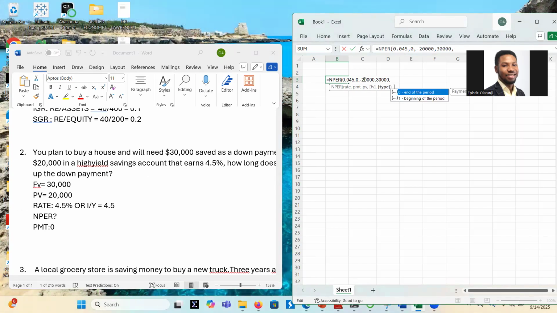Maybe it's at the beginning of the year or at the end. You don't need to bother about that now. But it could be at the beginning of the year, which is 1. So close it and press enter.